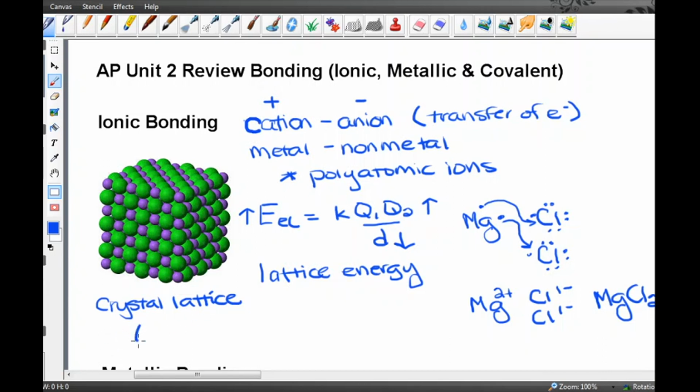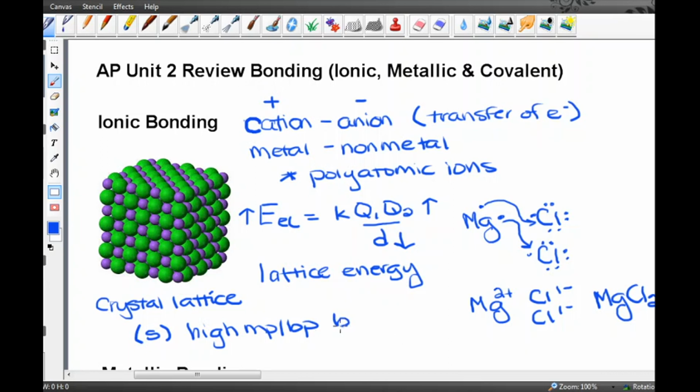This crystal lattice structure results in these being solid at room temperature most of the time. There are such things as ionic liquids, but they're very, very unique. So these are solids with high melting and boiling points because of that strong lattice energy.